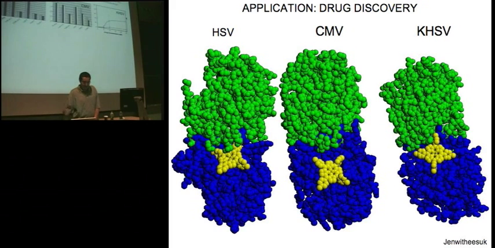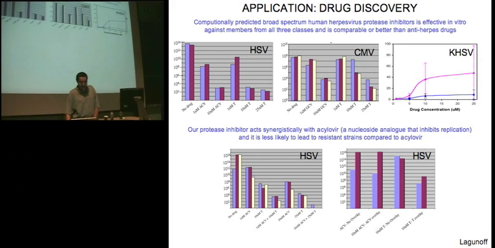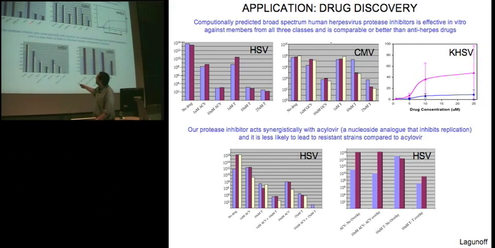So that was a prediction. What you saw pictures of was the pure predictions. I have a lot of experimental data to show that it inhibits HIV replication. There are 8 human herpes viruses.